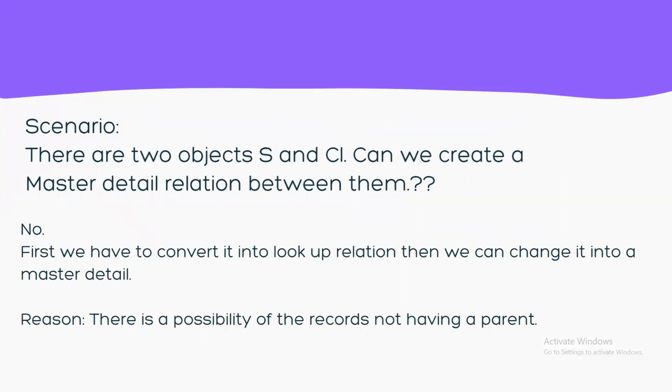If there are two objects, let the names of these objects be S and CL, can we create a master detail relation between them if there are existing records also? The answer is no. First we have to convert it into lookup relationship, then we can change it to master detail relation. Reason: there is a possibility that the records are not having a parent, right? And if the record is not having a parent, we cannot just simply make it a master detail one.